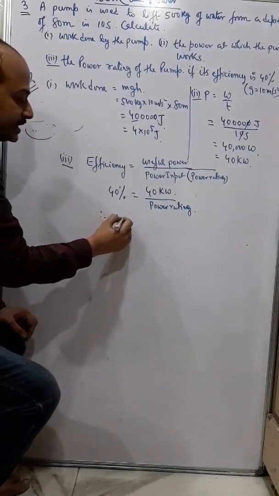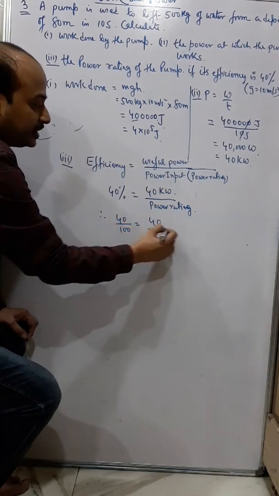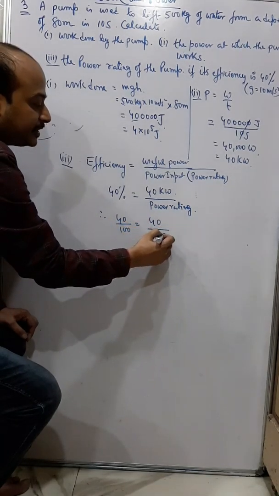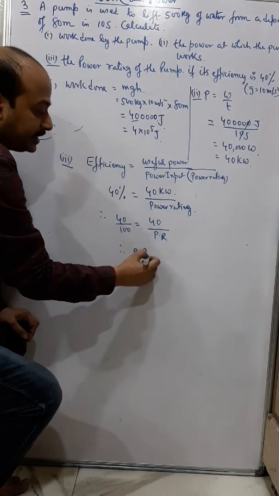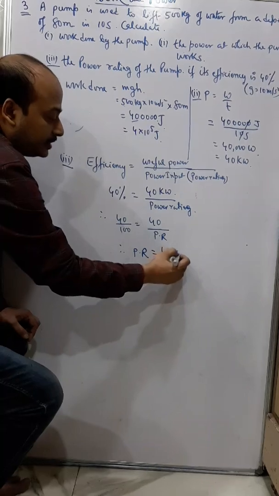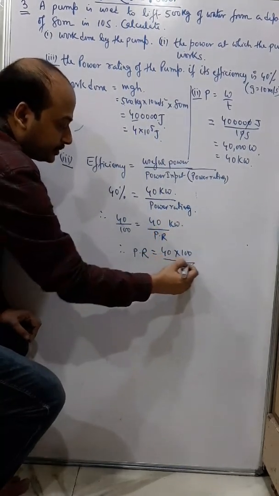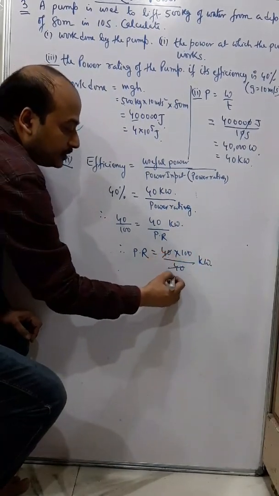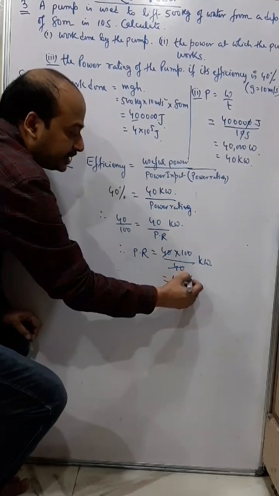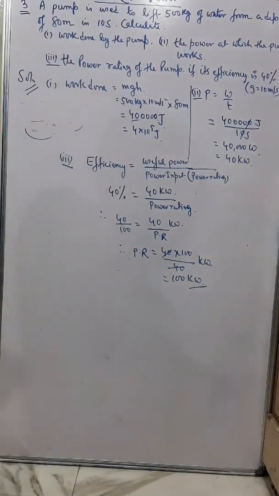So finally I can say 40%, 40% means 40 by 100, it's 40 by power rating. So power rating is equal to 40 into 100 by 40 kilowatt. So I got power rating as 100 kilowatt. Okay.